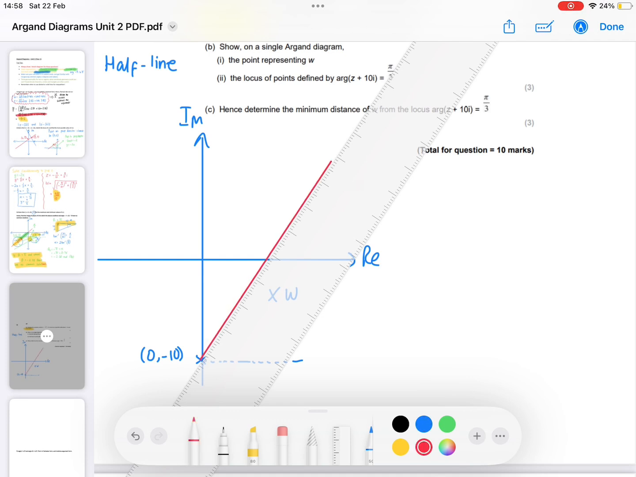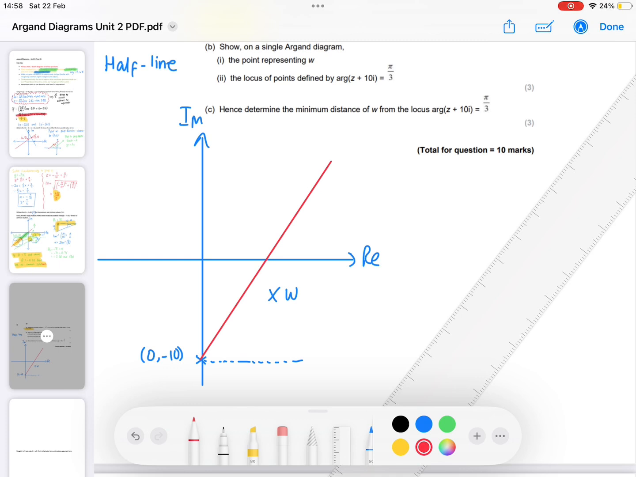And when you're drawing this, you must make sure that it does not go beyond here, because that would be incorrect, because then the argument would no longer be pi over 3. So you cannot do that bit there. It has to be just here. And this angle is pi over 3. That is the half line.